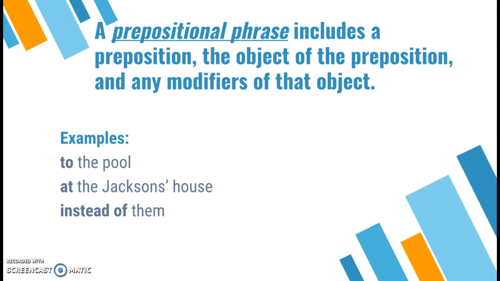At the Jackson's house. At is our preposition. House is the object of the preposition. The and Jackson's tell us which house. Instead of them, instead of is a compound preposition, and then them is the object of the preposition.